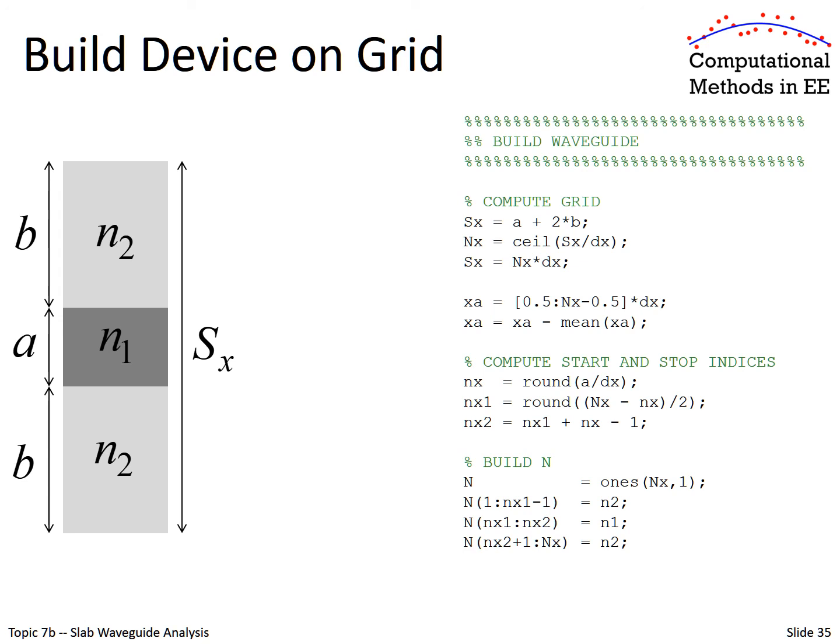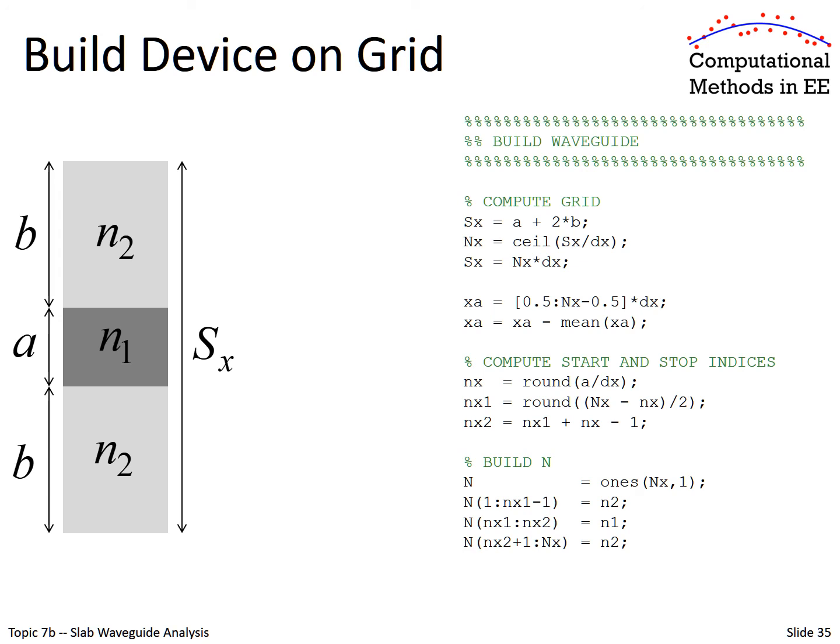At this point, I want to start building values into this array N, which will contain the refractive index at each point. So to center the core, the first thing I'll do is calculate how many cells wide the core is. That's this little nx.